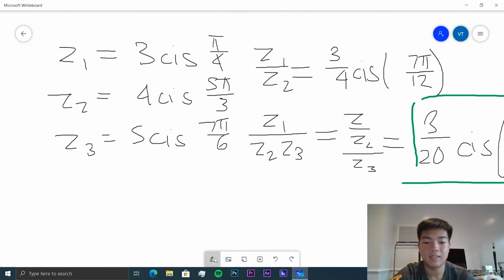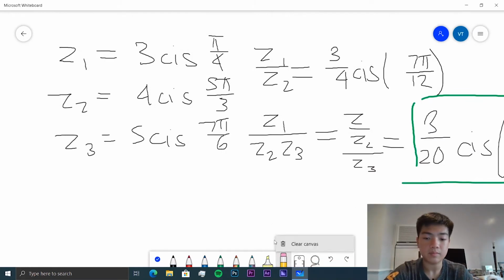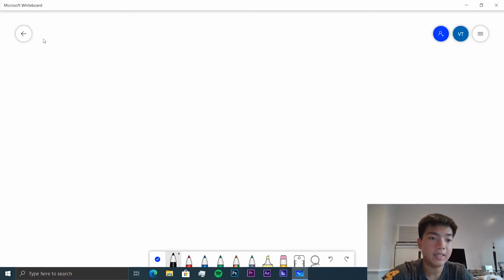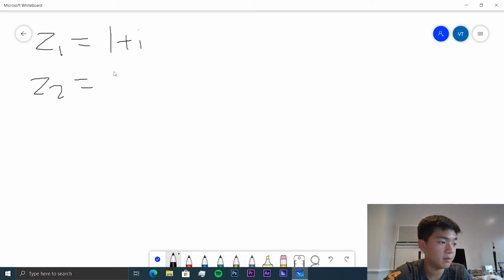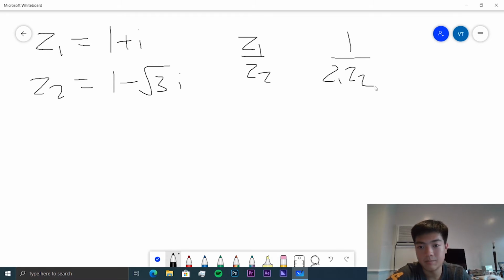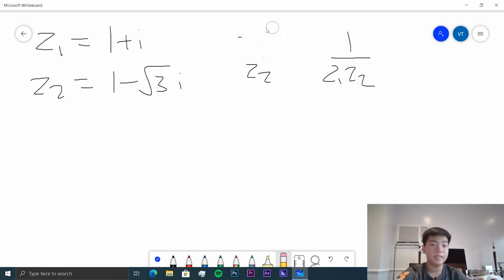Okay. So now on to the next question. The next question is, let z1 be equal to 1 plus i, and z2 be equal to 1 minus square root 3 i. We need to find the following: z1 over z2 and 1 over z1 z2. But we need to find it in Euler's form. So let's convert these into Euler's form.